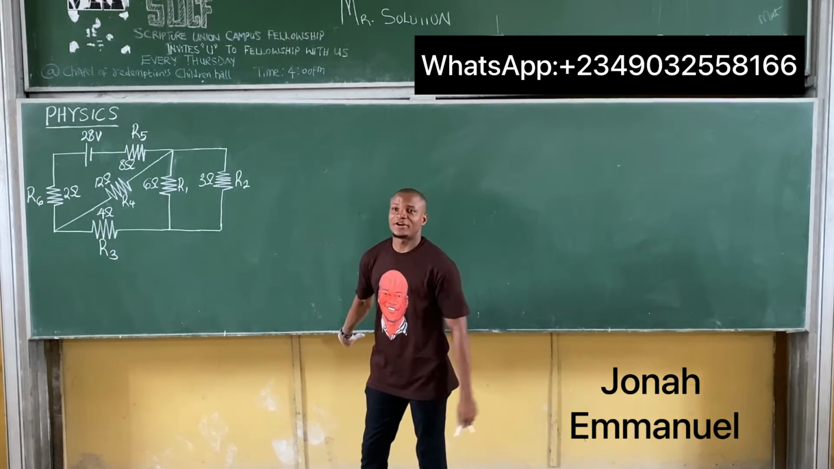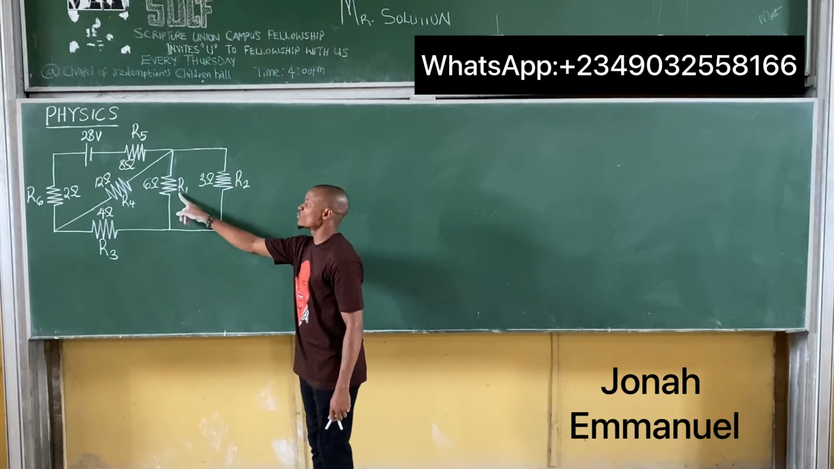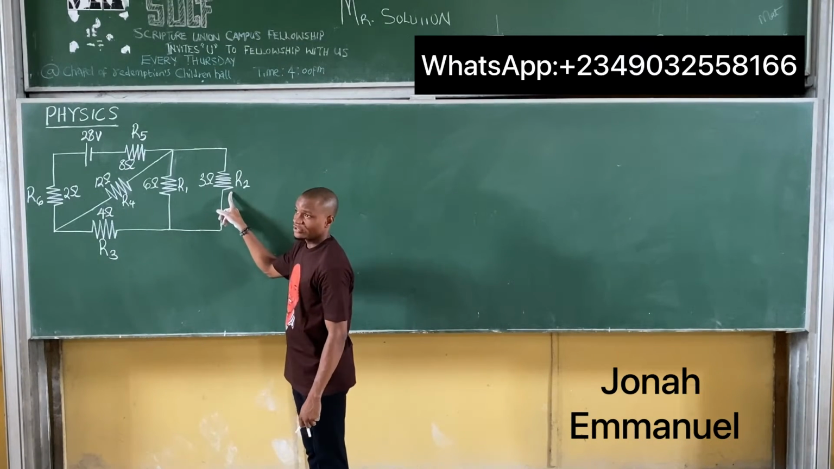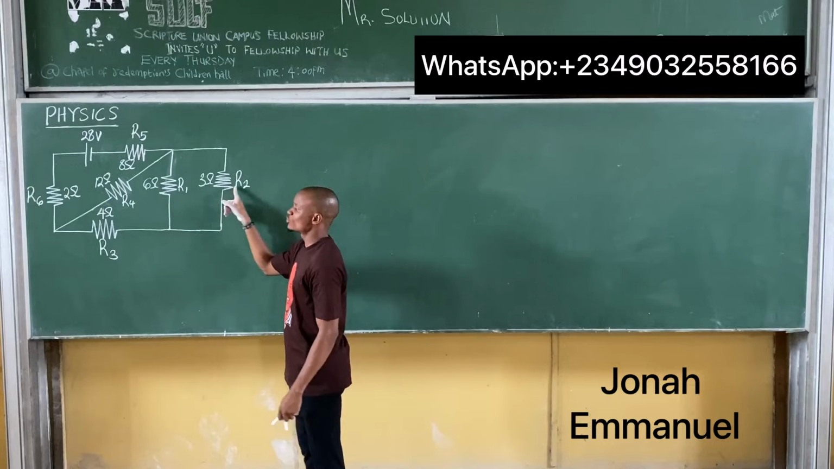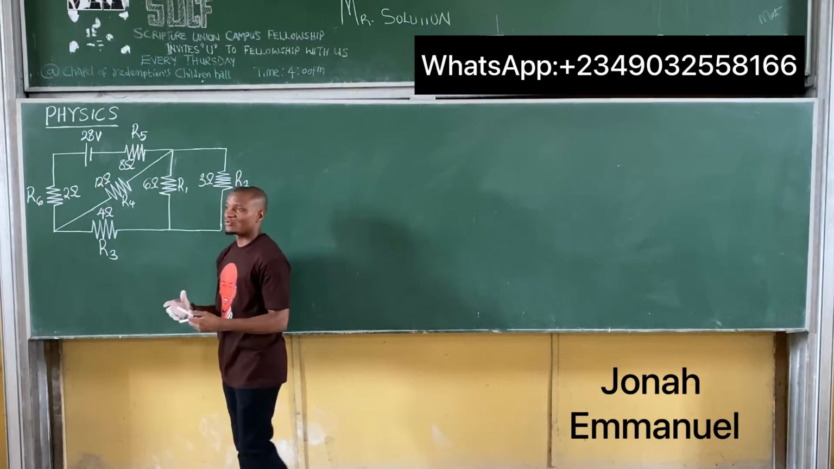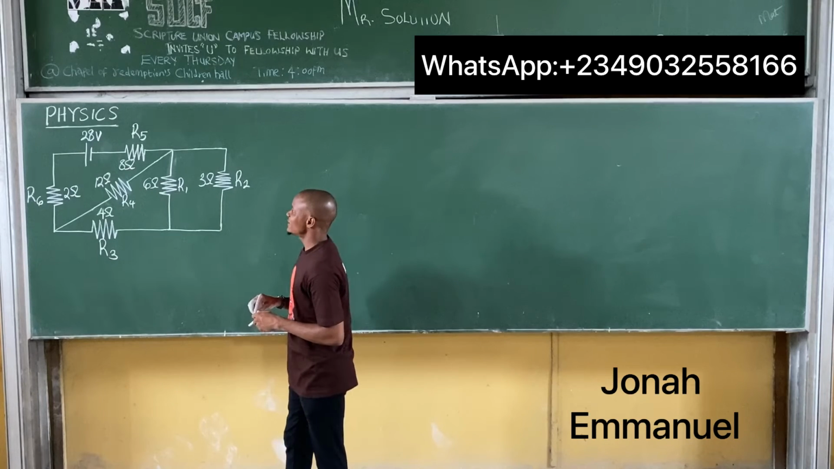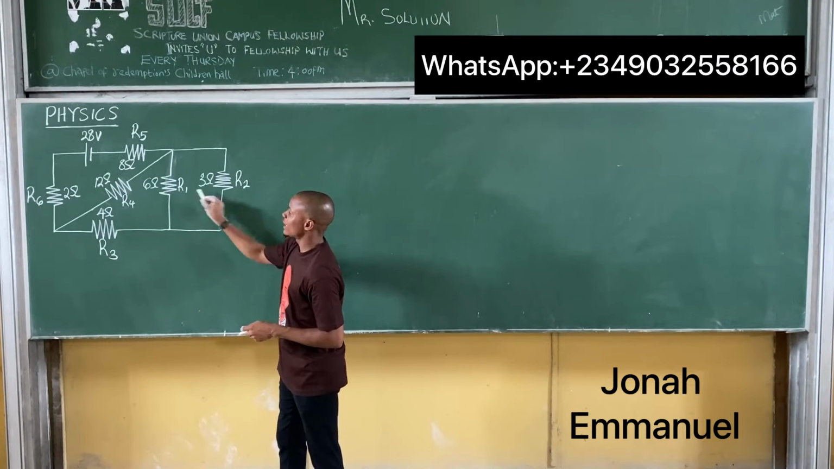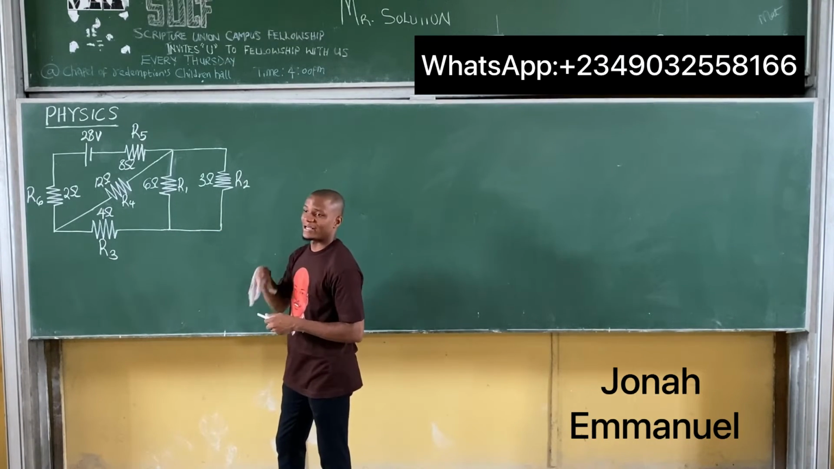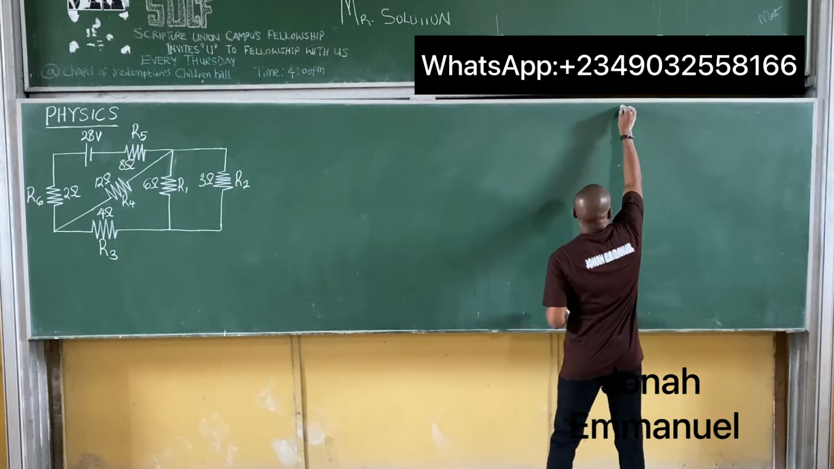If I look at the question already, they've given you R1 and R2. Now, assuming R1, R2, R3, R4, R5, and R6 were not given, where do you start from? From here. My first step now: if I look at R1 and R2, are they in series or parallel? Parallel. Alright.